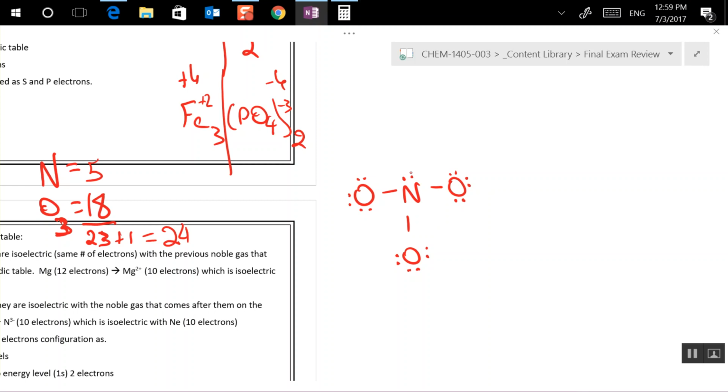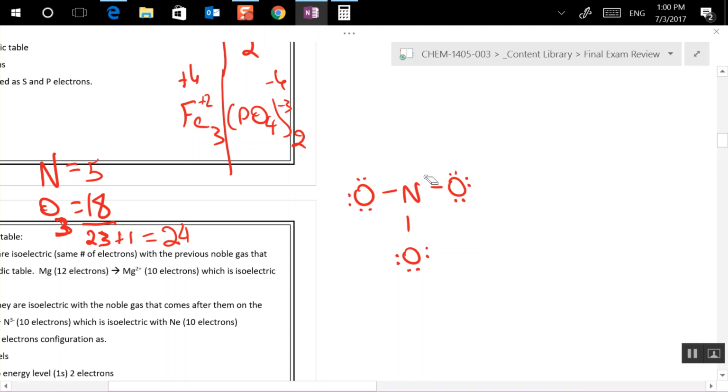How many valence electrons are in the structure as it's drawn right now? 26. Each oxygen has 8. There's 3 oxygens, that's 3 times 8 is 24, plus the 2 in the central element. That's 26. Okay? How do I remove electrons?